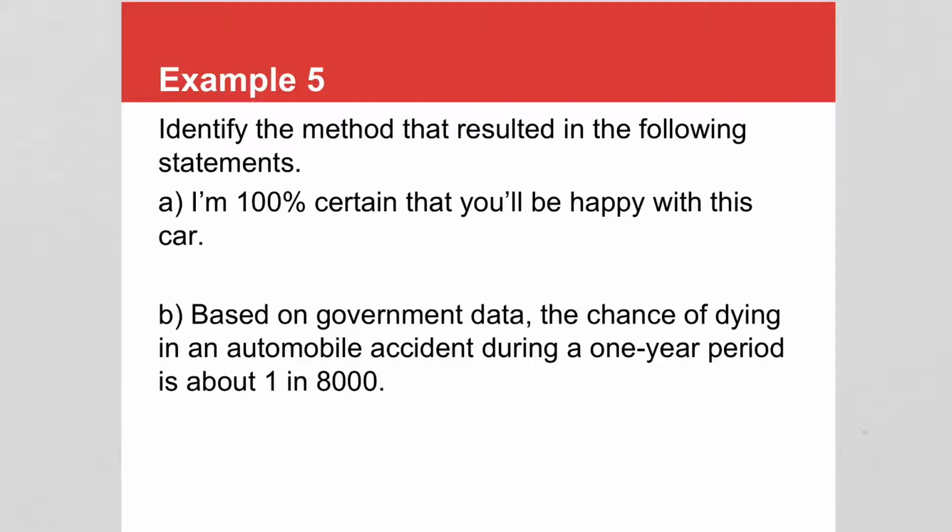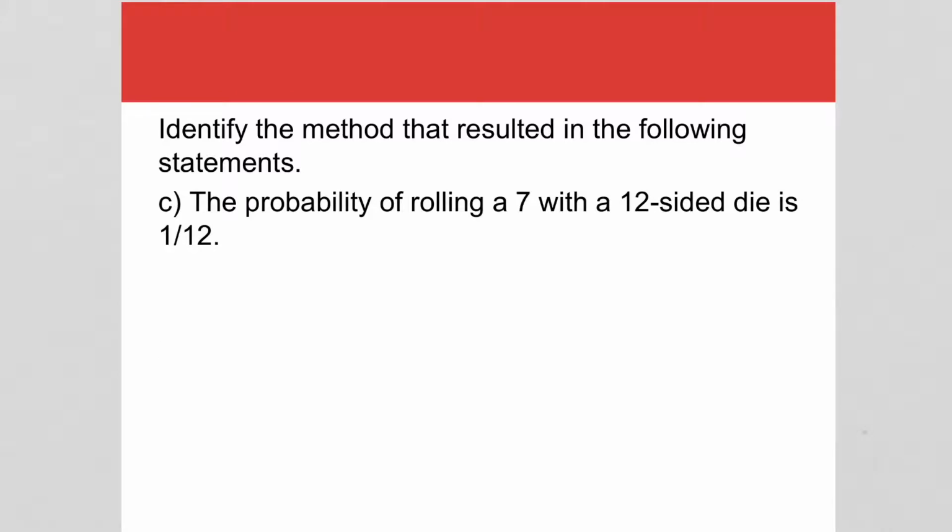Identify the method that resulted in the following statements. I'm 100% certain that you'll be happy with this car. It didn't say that that was based on any experiment or any data, so we'll say that that is subjective probability. Based on government data, the chance of dying in an automobile accident during a 1-year period is about 1 in 8,000. Well, even though this isn't an experiment, it is based on data, not on theory. So this is relative frequency. The probability of rolling a 7 with a 12-sided die is 1 in 12. That is theoretical.